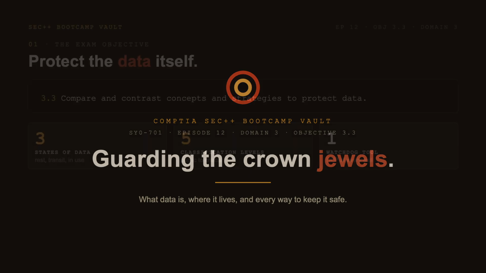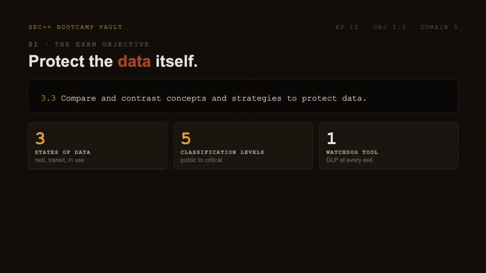Objective 3.3 says, compare and contrast concepts and strategies to protect data. 3 chunks. First, know your data, types and classification levels. Second, know its 3 states, at rest, in transit, and in use, because each state gets different protection. Third, know the toolbox, most of which you met in the crypto episode, plus one new watchdog called DLP. Let us go, know what you hold.